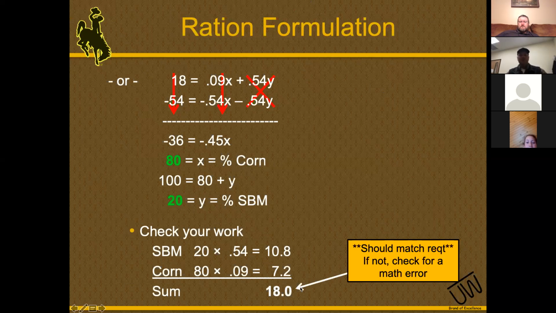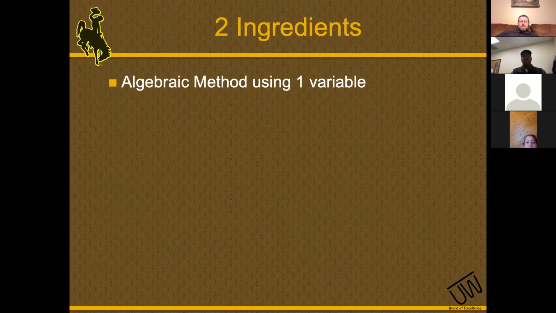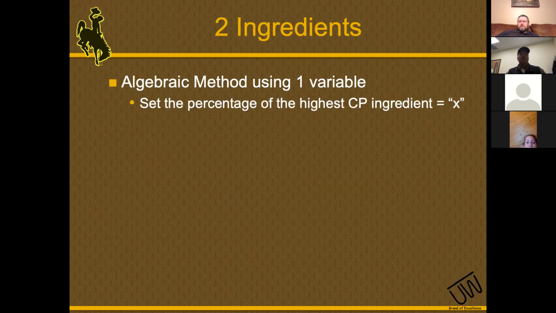Check your work. Make sure it works out. Now let me show you the next method that is a little bit simpler in my mind. It's still the algebraic method, but I'm only going to use one variable. So I'm going to set the ingredient that is the highest crude protein as my X. In this case, that's my soybean meal.